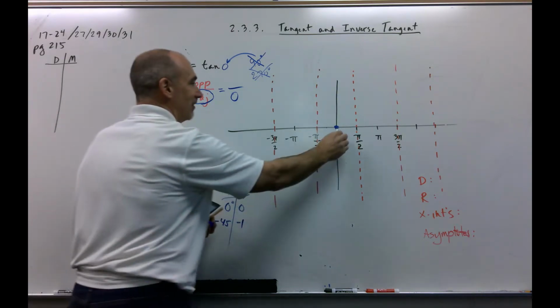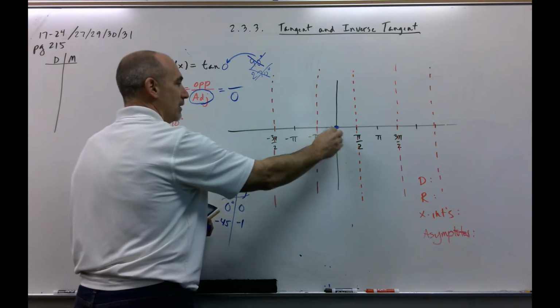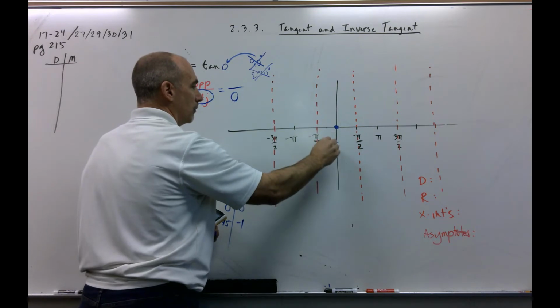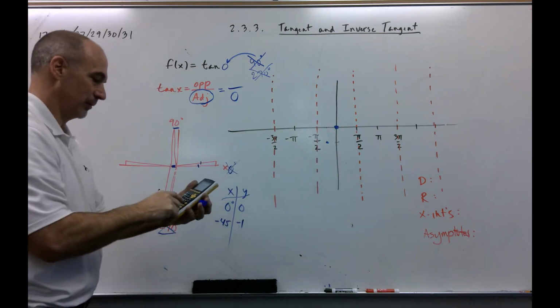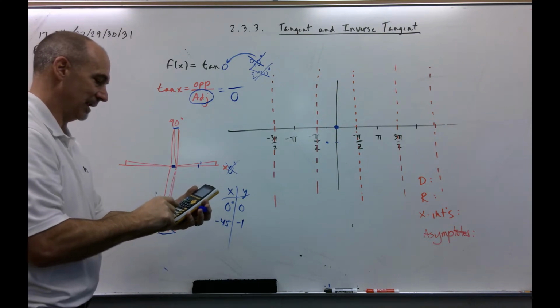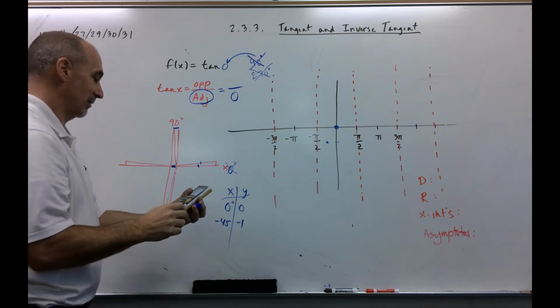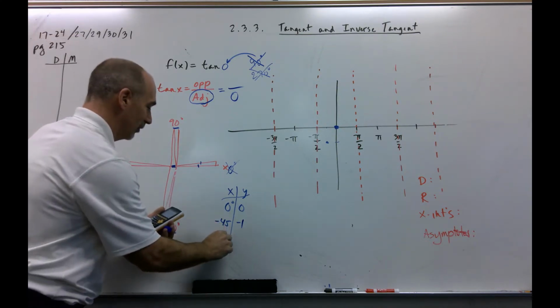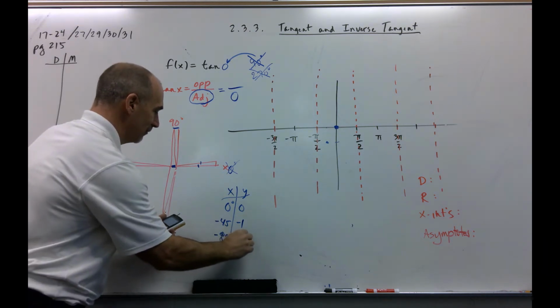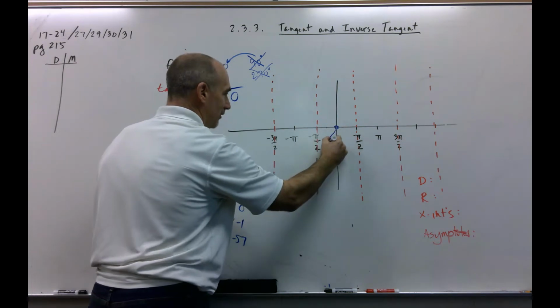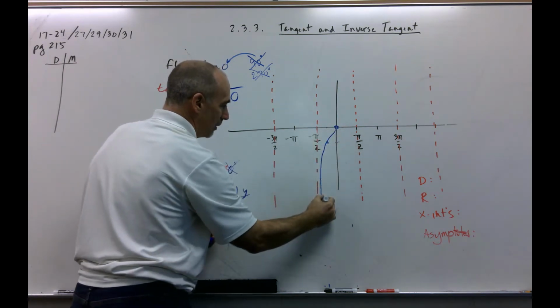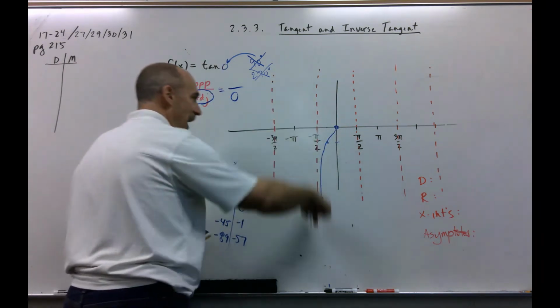I want to see what happens when I go out this way. Well, it takes me down 1. Now what if I go to negative 89 degrees? Tangent negative 89 degrees is negative 57. As you can see, it's going to come like this, and it's going to try to get near it, but it's starting to go down.